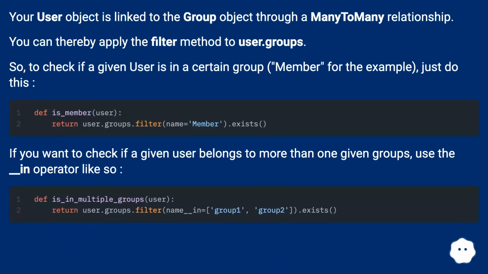Your user object is linked to the group object through a many-to-many relationship. You can thereby apply the filter method to user.groups. So, to check if a given user is in a certain group, for example, just do this.